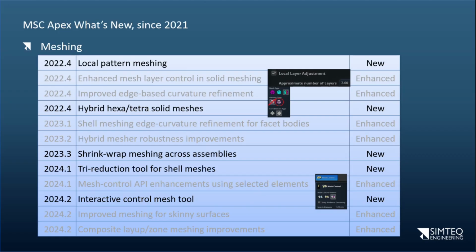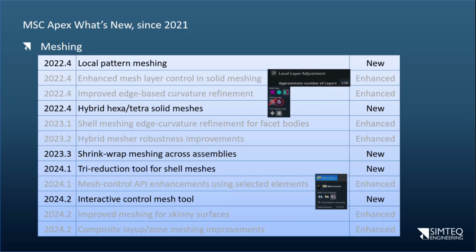In 2022.4, we received local pattern meshing. So this is where you use an existing mesh as a pattern for meshing the rest. Enhanced mesh layer control in solid meshing. So that is quite useful, especially when you have thin areas in a solid where you want a specific number of elements through the layer. The improved edge-based curvature refinement came in the same version.